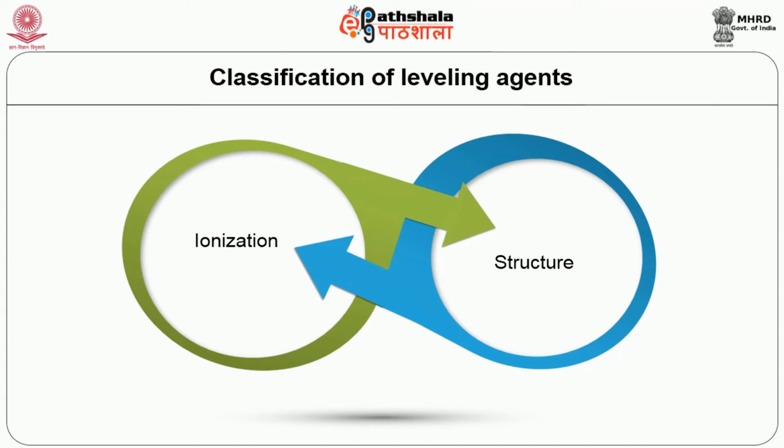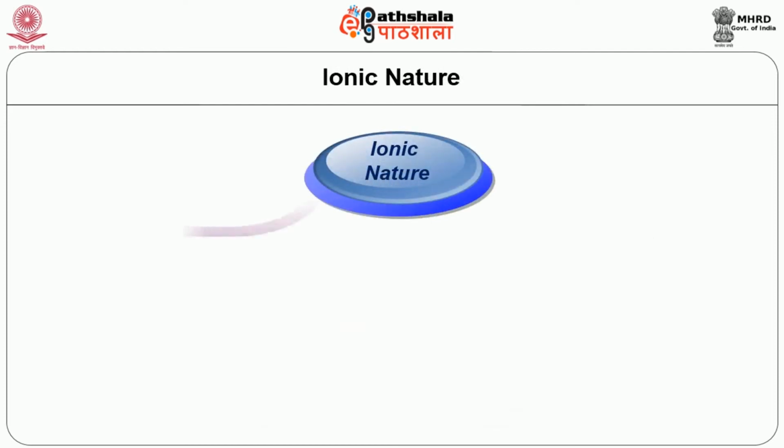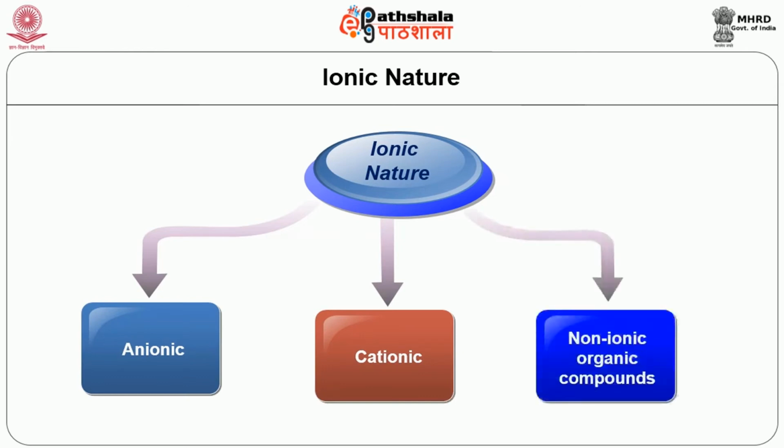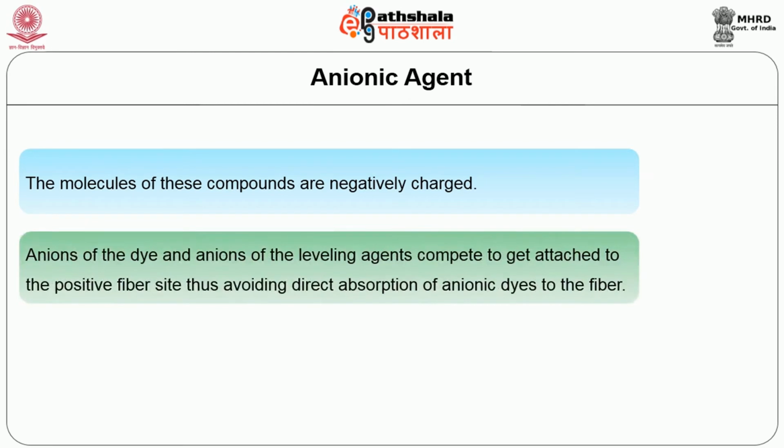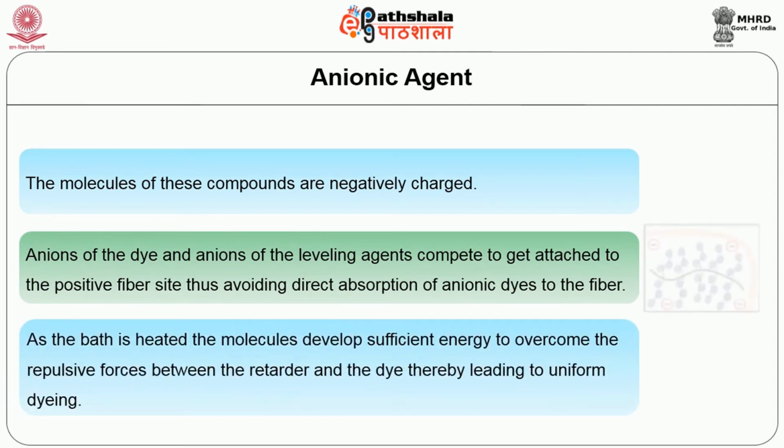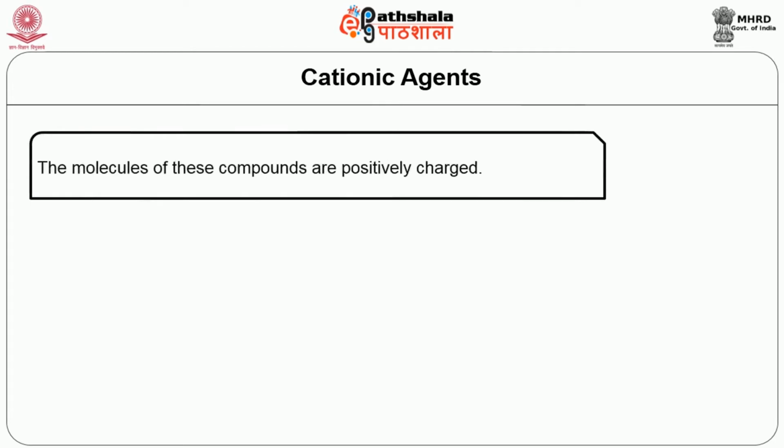Leveling agents are classified into two main groups, one based on ionization and another based on structure. According to the ionic nature, they may be anionic, cationic, and non-ionic organic compounds. Anionic agents: the molecules of these compounds are negatively charged. Anions of the dye and anions of the leveling agents compete to get attached to the positive fiber site, thus avoiding direct absorption of anionic dyes to the fiber. As the bath is heated, the molecules develop sufficient energy to overcome the repulsive forces between the retarder and the dye, thereby leading to uniform dyeing.